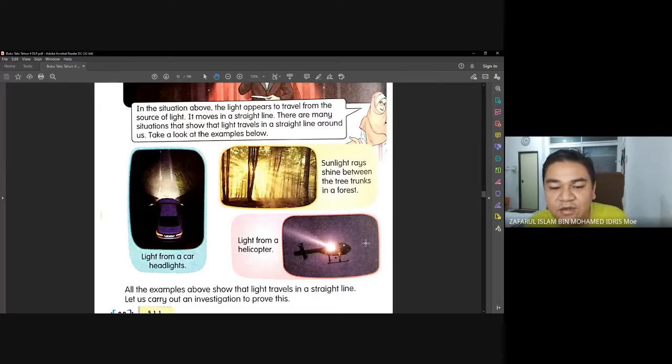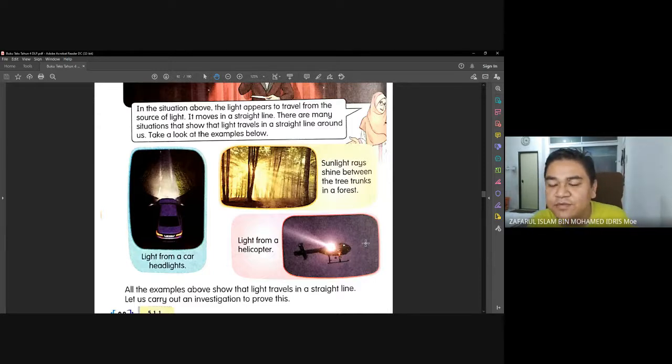Okay, and then look at the second example. Sunlight rays shine between the tree trunks in a forest. Maksudnya dia kata kalau masuk dalam hutan, during the sunrise, you can see that sunlight rays shine. Nampak celah-celah pokok tu cantik bila ambil gambar kan. And then the third one.